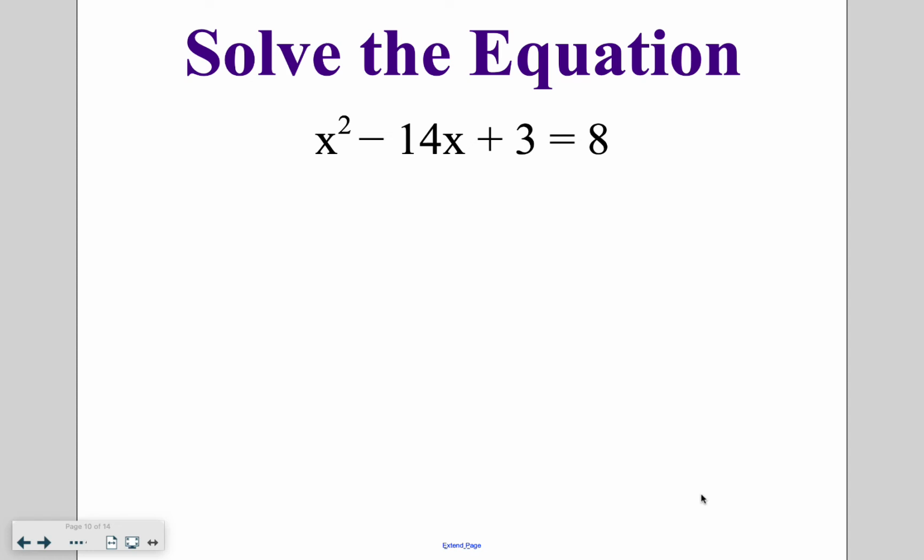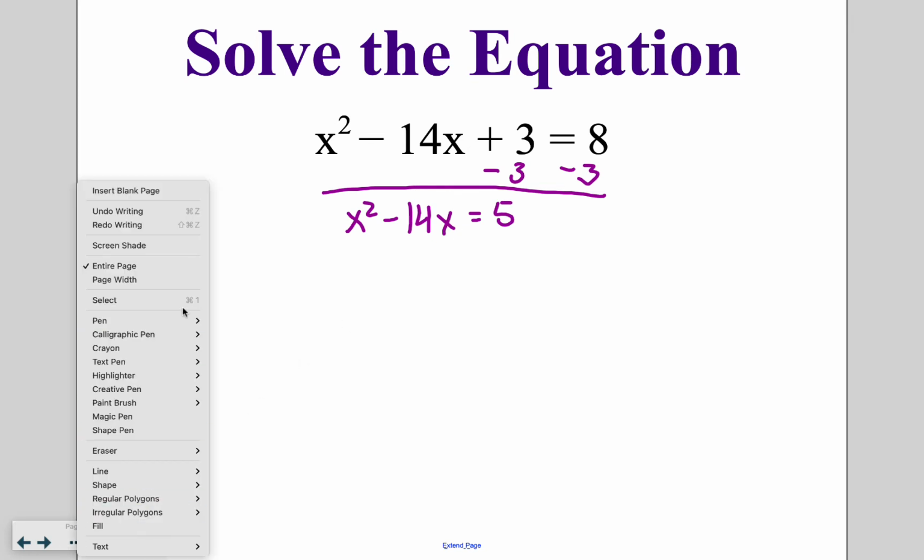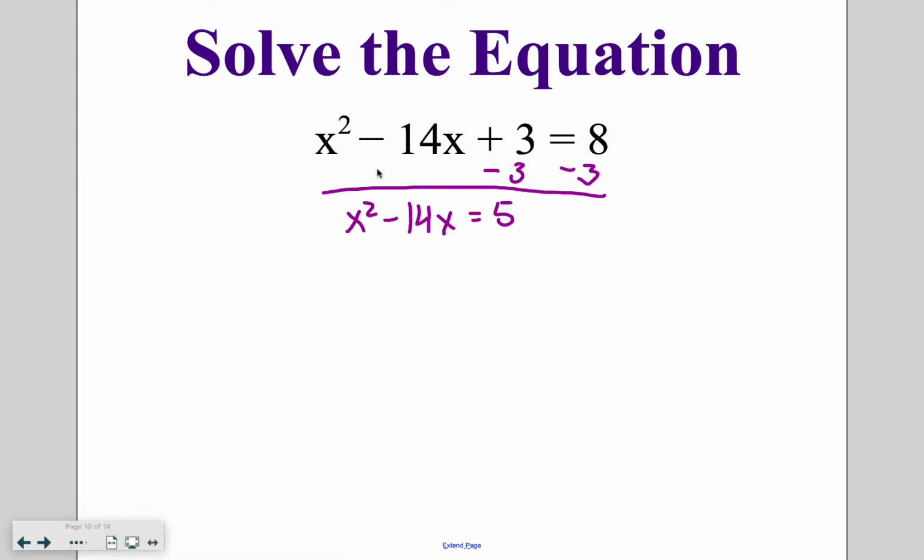Sometimes the x and the x squared are not going to be isolated. So we have this extra plus 3. If you have a number being added or subtracted with your variables, that first step is to isolate the variables. So I'm going to go ahead and subtract 3 to get rid of adding 3, meaning that I've got x squared minus 14x is equal to 5. Now that x squared and x are by themselves, I can go ahead and start that completing the square.